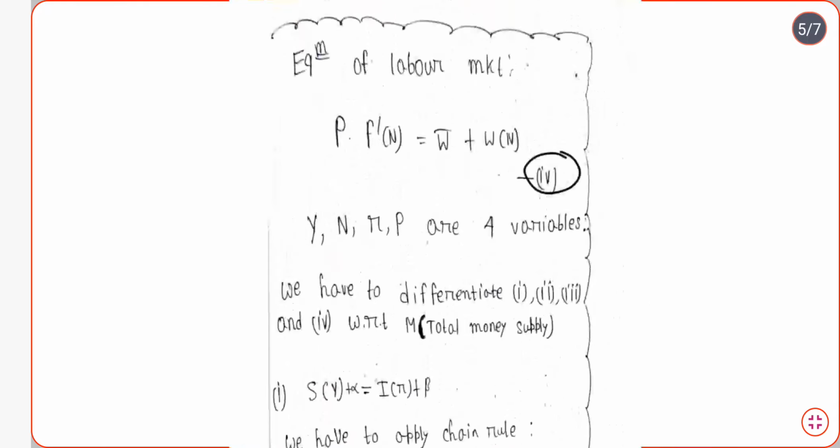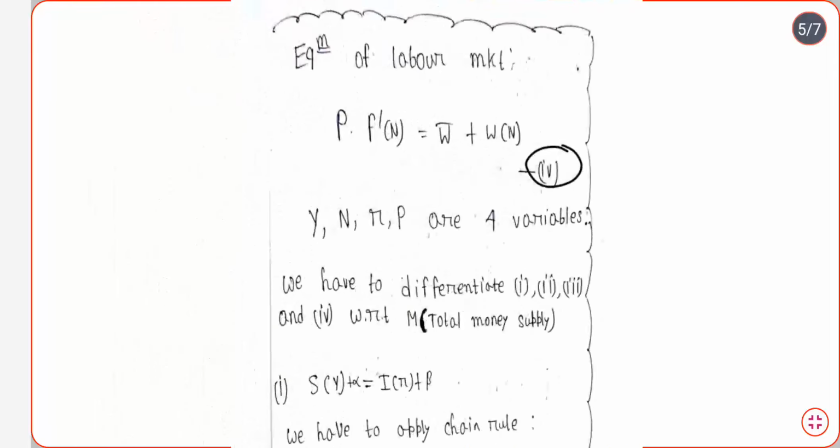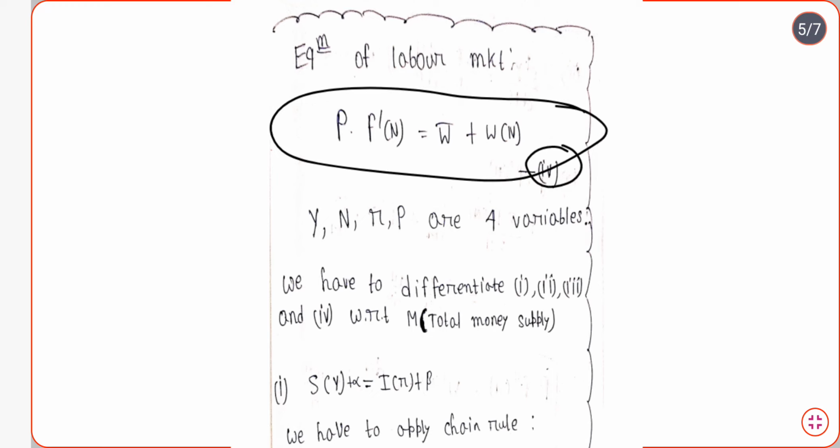So product market, money market, production function, and equilibrium of labor market, these are the four equations that we have obtained. Now here y, n, r and p. What is y here? Y is output. What is n here? N is the amount of labor. What is r here? R is the rate of interest, and p is the price level. So these four are the variables that we have to find out.